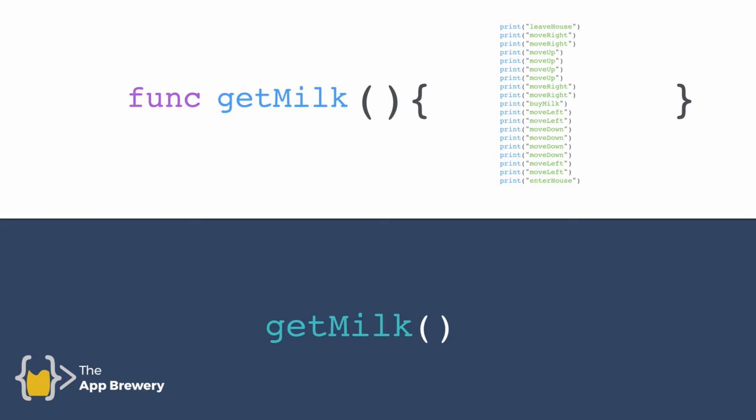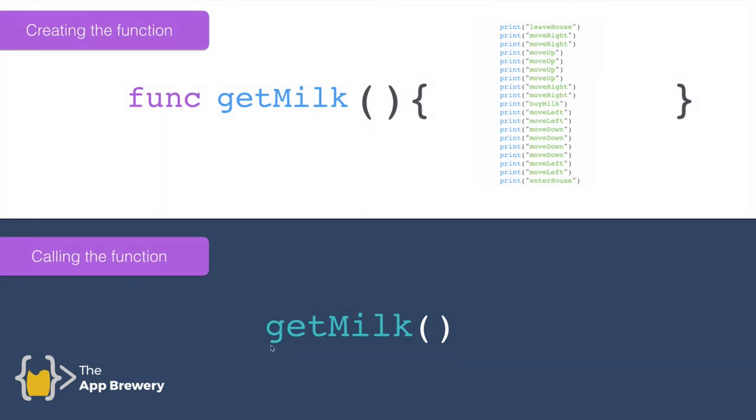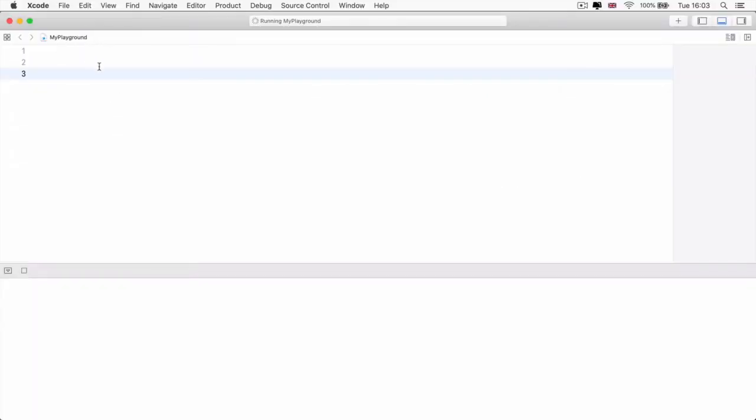So here are the two parts of the function. The part where we create the function looks like this, and the part where we call the function looks like this, where we simply specify the name of the function, so in this case it's called getMilk, and then we add a pair of parentheses which are empty. A little bit later on, when we look at more complex functions, we'll learn what we can put inside these parentheses. But if we simply want to trigger a block of code like this, then we just need to call our function like this.